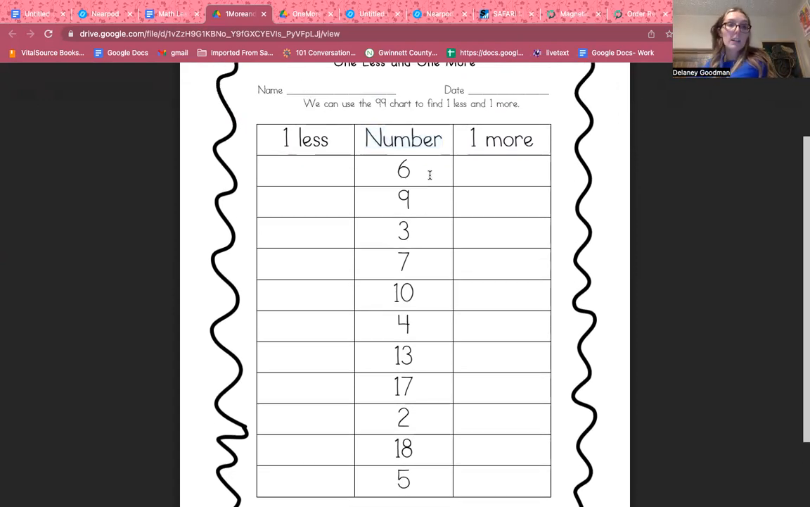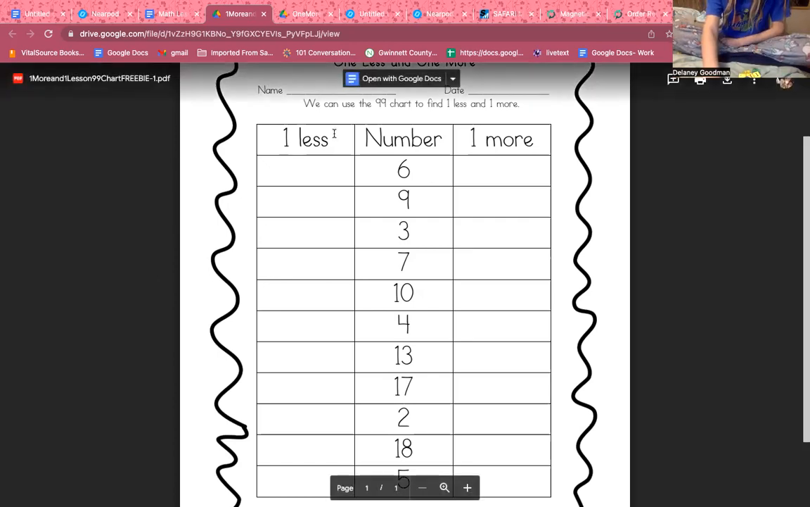So I'm going to show you one example, okay? I'm going to turn it down right here. You have 6 as your first number. So I'm going to start with 6 snap cubes. I have 1, 2, 3, 4, 5, 6. Okay. And the first thing I need to do is find one less.